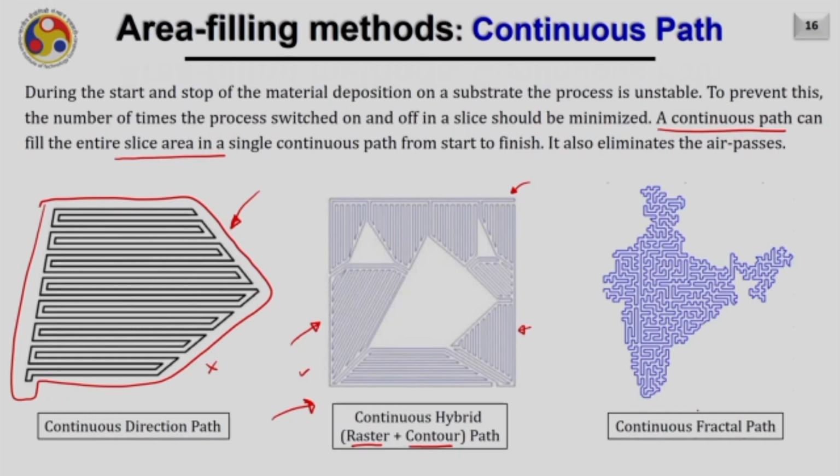Also, some attempts nowadays are made towards generating the continuous tool path which is based on a fractal-like tool path. What you are seeing here is the map of India. It's a very complicated geometry. It is scanned through a single line. It is a single line. The tool starts from here and ends here, and it doesn't get switched off anywhere. Also at the same time, the step over is maintained throughout. So this was the continuous tool path for generating the area filling strategies.